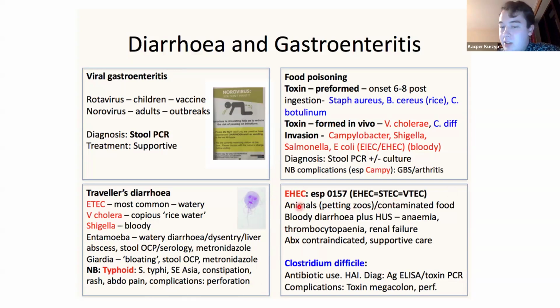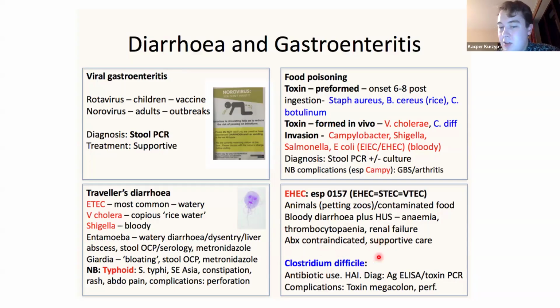EHEC is a bit of a special case, as you have your petting zoos as your typical prompt. You have diarrhea with blood, enterohemorrhagic, and hemolytic uremic syndrome. Hemolytic, so you get hemolytic anemia, you get thrombocytopenia, as linking to other strands, it's an example of MAHA, and you have kidney failure with your uremic syndrome. This one you treat primarily with supportive care.